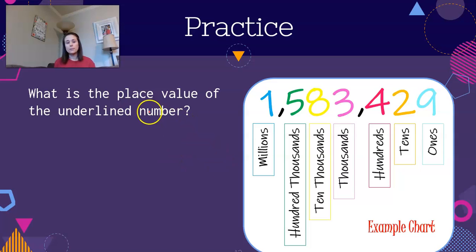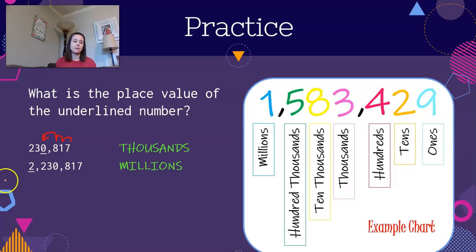So just a little bit more practice. I'm going to give you several numbers, and then what is the place value of the underlined number? So in this one, our 0 is underlined. To determine, I've already given you the answer, but to determine what it is, remember I'm going to start at the right, and I'm going to work my way to the left till I get the number that's underlined. So I have my ones, tens, hundreds, thousands. So ones, tens, hundreds, thousands. That gives me my thousands place.